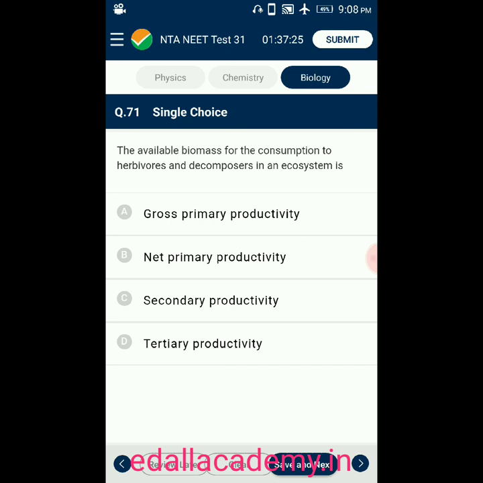Question number 71. The available biomass for consumption to herbivores and decomposers in an ecosystem is? Gross primary productivity of an ecosystem is the rate of production of organic matter during photosynthesis. A considerable amount of gross primary productivity is utilized by plants in respiration. Gross primary productivity minus respiration losses is net primary productivity. It is the available biomass for the consumption of heterotrophs, that is herbivores and decomposers. So the answer for this question is option B, net primary productivity.